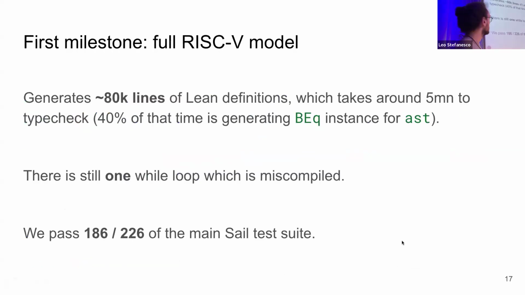Yes, so our first milestone is to compile the RISC-V model. When I wrote this slide, it was 80,000 lines of Lean. I think since yesterday they made some change in the model, and now it's 100,000 lines. Now I think VS Code is not happy. We have this large type, and the BEQ instance takes 2 minutes to compile, which is not ideal. And there's still one error for the some loop, but we know what's wrong.